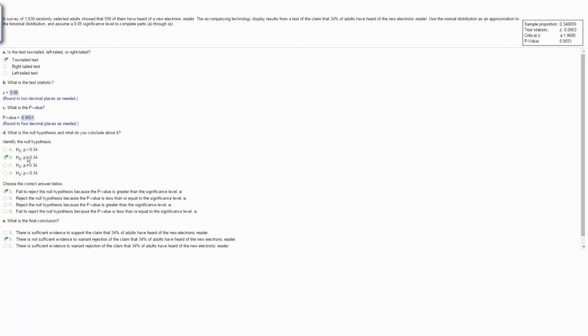And so again, I mentioned the null hypothesis. This p-value is saying that I'm not going to reject because my p-value is greater than my significance, my alpha, which is right there, 0.05, but I don't think you'll ever get an alpha this large. And so there is not sufficient evidence to warrant rejection of the claim, because my p-value is so large, that 34% of adults have heard of the new electronic reader. So in other words, we cannot reject this claim because we have such a large p-value.